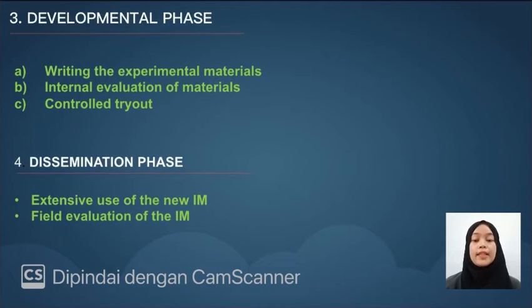Next, the developmental phase. There are three stages in the developmental phase. The first, writing the experimental materials. And the second, internal evaluation of materials. And the third, control throughout. And the next, dissemination phase. The first, extensive use of the new AM. And second, field evaluation of the AM, how we will evaluate and revise the instructional material for future improvement, and how we will know when we have arrived. That's all from me. Thank you very much.